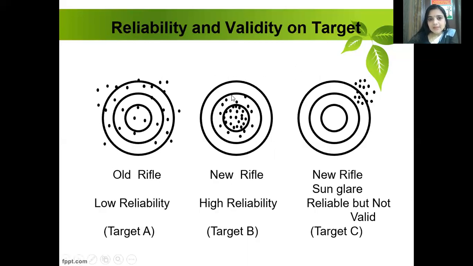Let us see it with the help of this example. When we talk about target A, when we talk about the signs, these are actually scattered. So these are not actually 100% reliable, because these are not providing consistent results. But when we talk about this scenario, yes, it looks consistent and providing high reliability results.